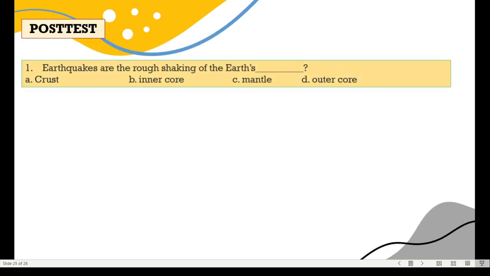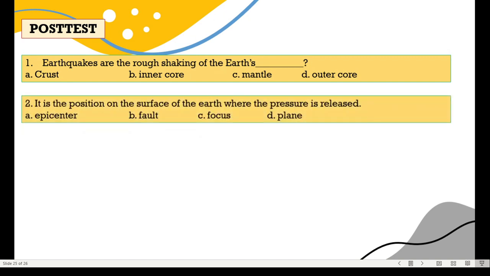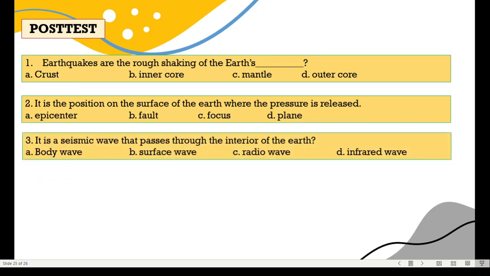So, let's answer now the post test. Number 1, earthquakes are the rough shaking of the Earth's blank. A, crust. B, inner core. C, mantle. D, outer core. Number 2, it is the position on the surface of the Earth where the pressure is released. A, epicenter. B, fault. C, focus. D, plane. Number 3, it is a seismic wave that passes through the interior of the Earth. A, body wave. B, surface wave. C, radio wave. D, infrared wave.